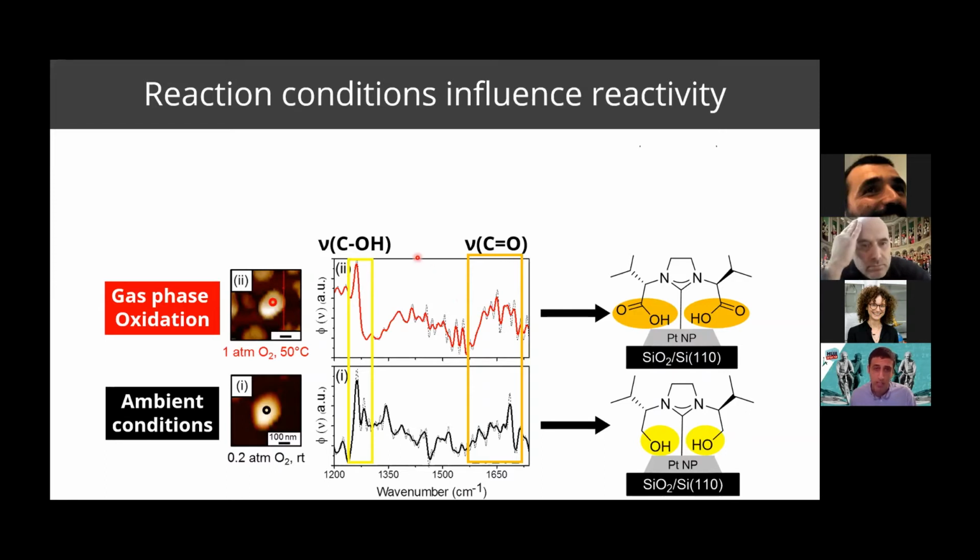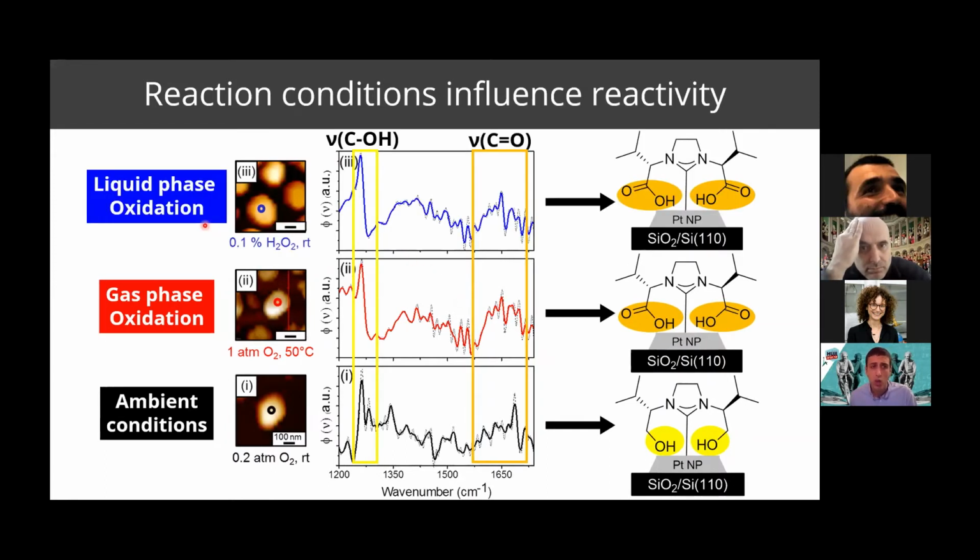We saw a similar result going to liquid phase oxidation, again with 0.1% hydrogen peroxide. We focus on the center, and you see again that the region of the carbonyl went up. That is again indicative of the formation of a carboxylic acid. That means that our approach is okay. We can identify reactivity in the nanoscale.